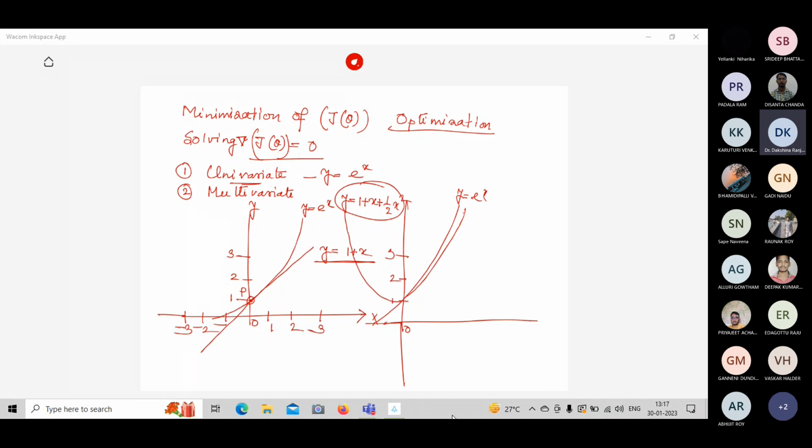And if we consider the multivariate functions, so multivariate functions all will be having more than one variable. So in order to approximate such multivariate functions, we can represent the Taylor series in terms of Jacobian and Hessian matrix, in terms of Jacobian and Hessian matrix.